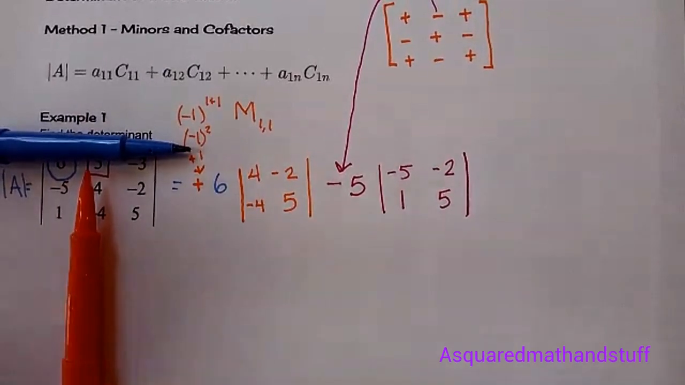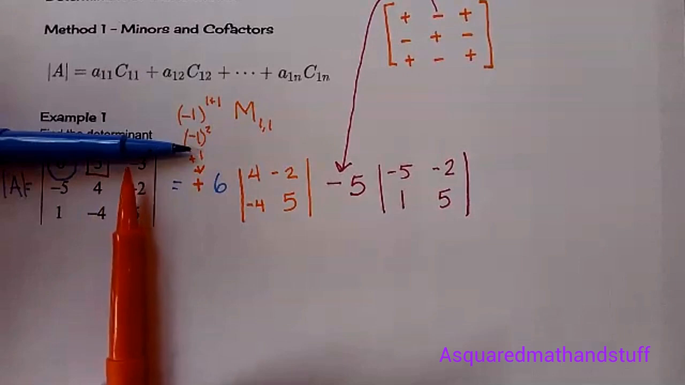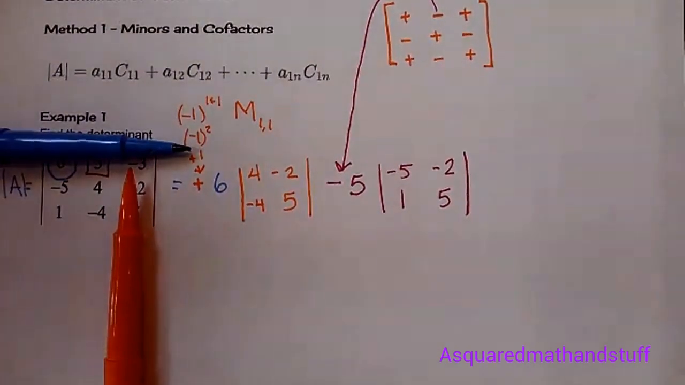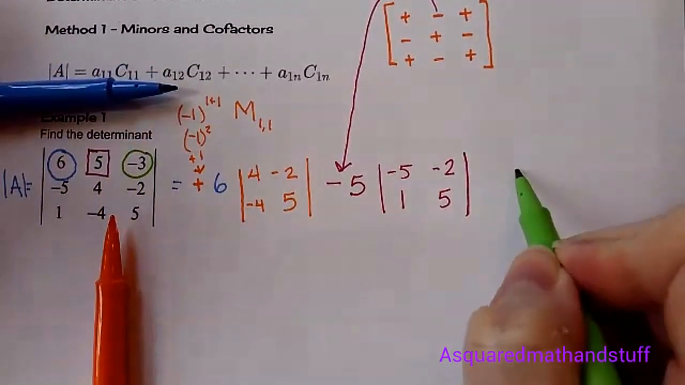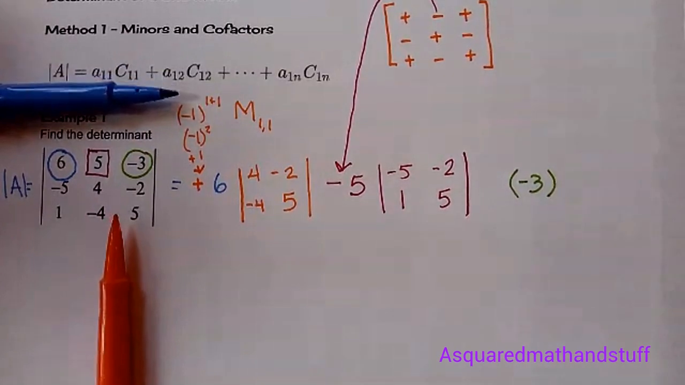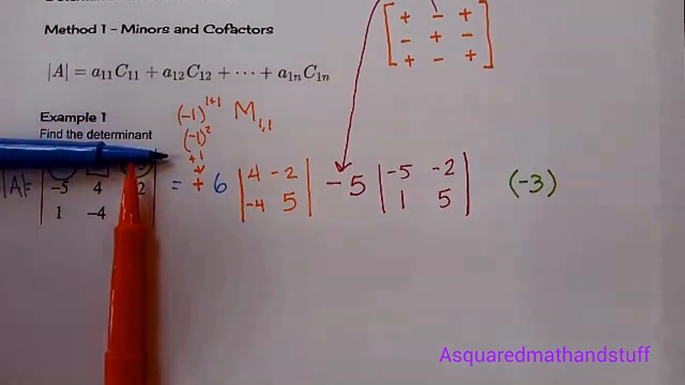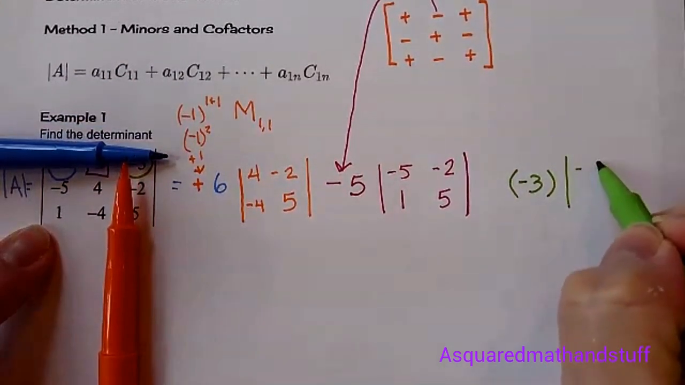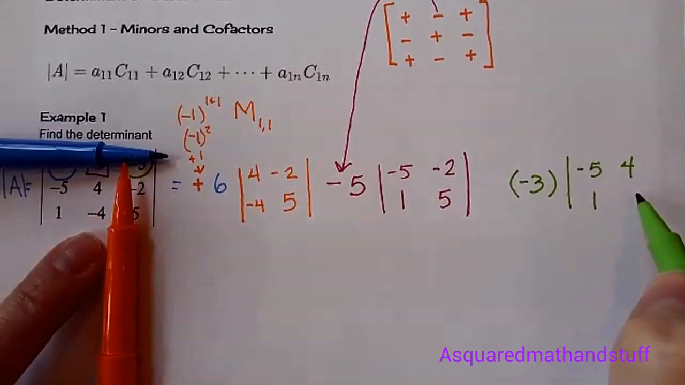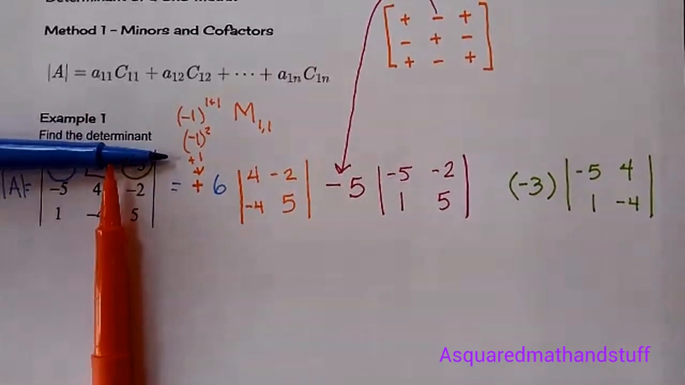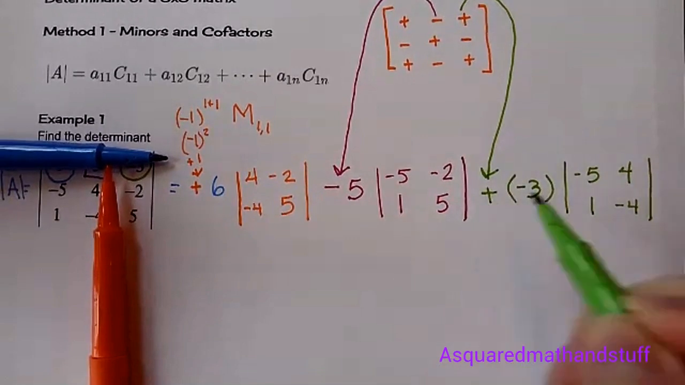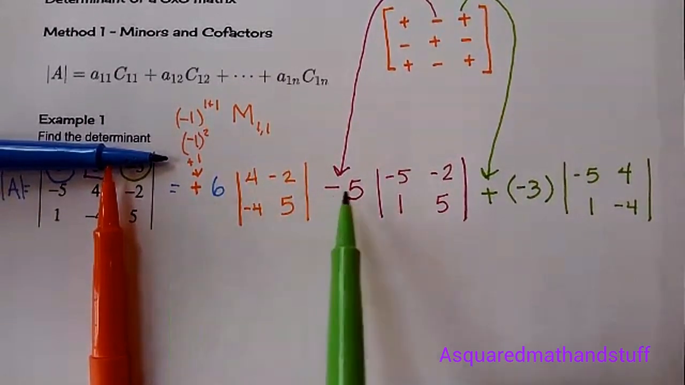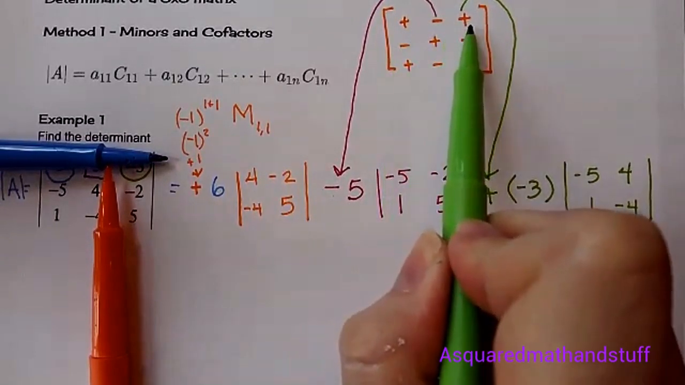All right, now we're going to cover up column 3. So column 3 has an intersection of negative 3 with row 1. So we cover up and we write down the negative 3. I'm going to put that in parentheses because it has a negative sign. I write down my 2 by 2 determinant that's left, which is negative 5, 4, 1, and negative 4. And then again, I look at my sign matrix. This has a plus sign, so I bring that down here. So I have a plus. So you can see I have plus, minus, plus, just like I do in the sign matrix.